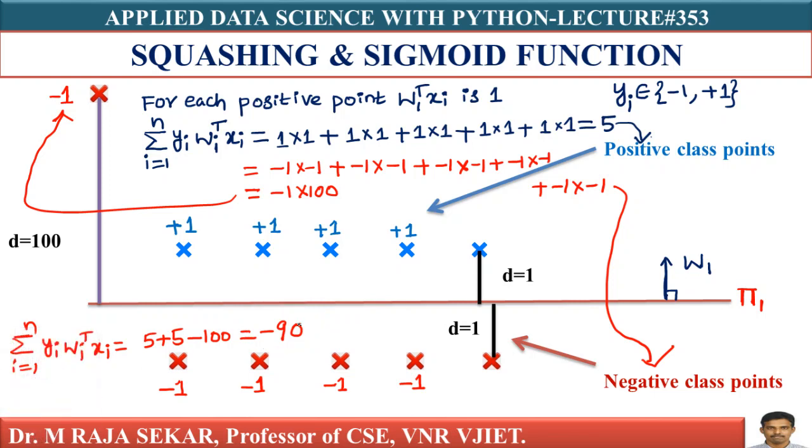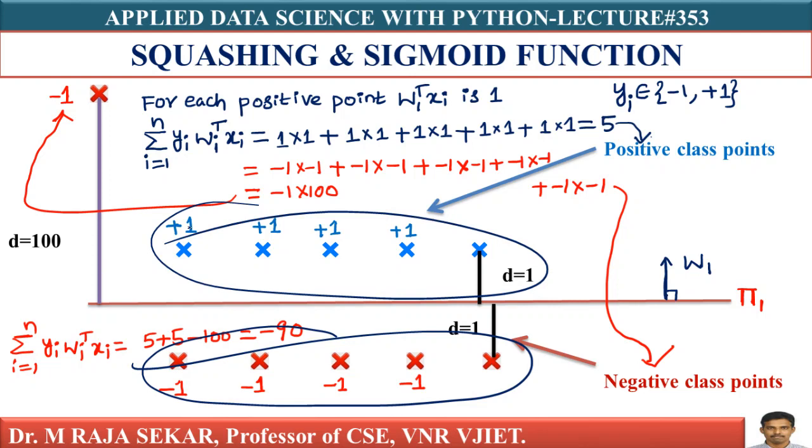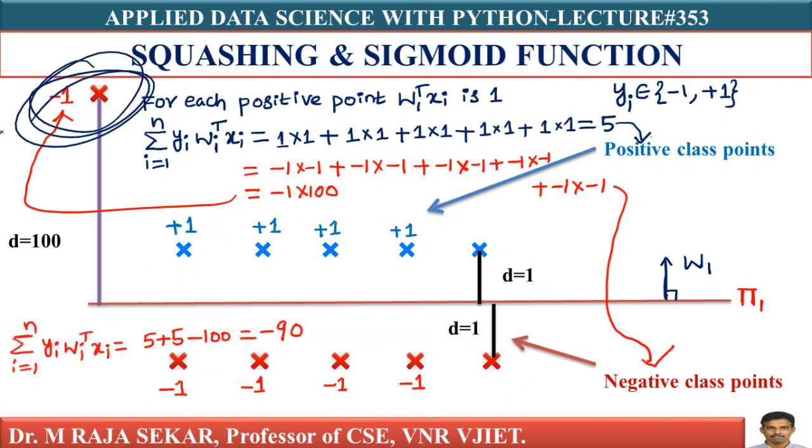Actually, this logistic regression, this hyperplane, is correctly classifying which points? It is correctly classifying these 5 points and these 5 points, isn't it? These 5 points are positive points, these 5 points are negative points. Even though sigma i equal to 1 to n yi into W1 transpose xi is negative, it means logistic regression misclassifies my points, even though it correctly classifies these 5 points and these 5 points. Because of this outlier, I have one outlier here. This one is the outlier. Because of this outlier, we are saying that our logistic regression failed.